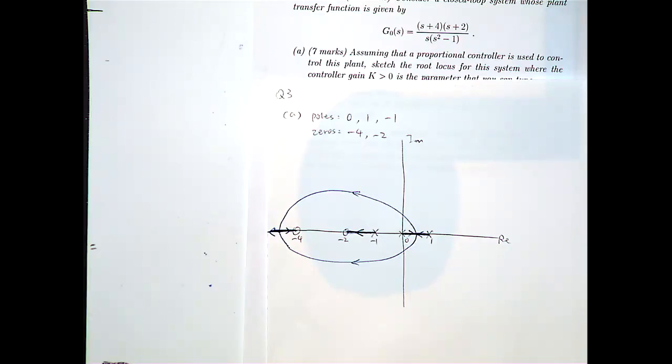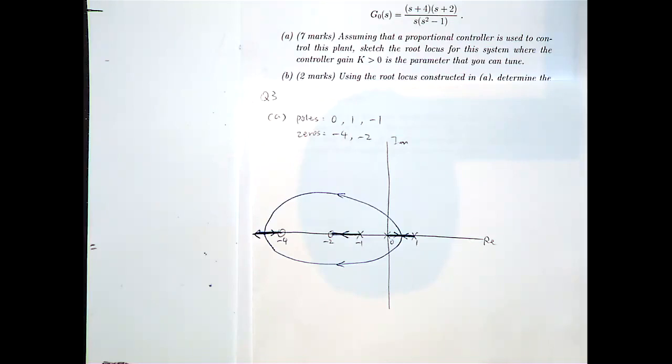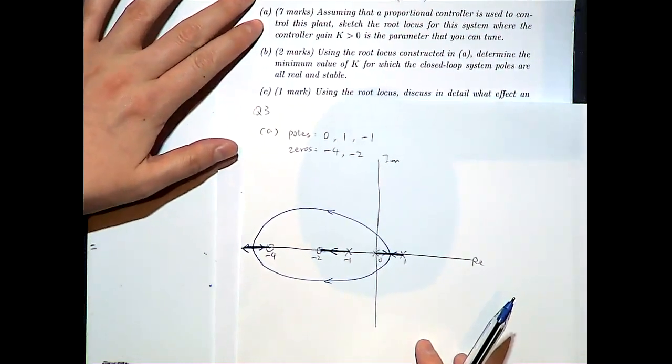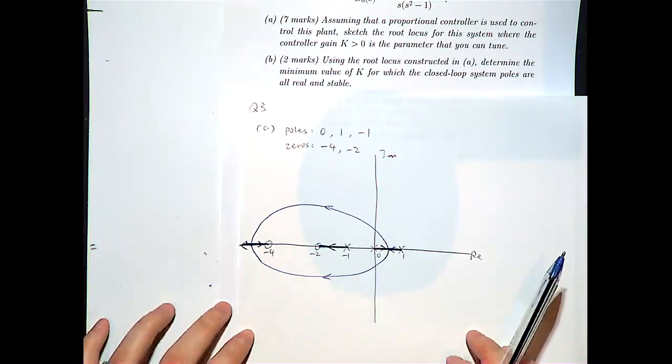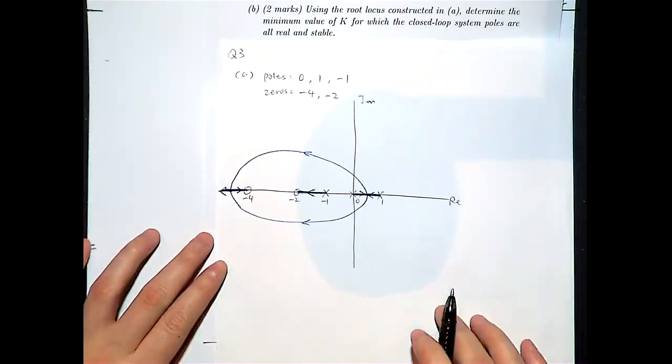Is everyone following this? If you have time, you can calculate those numbers and indicate that on your sketch. But if you don't have time, you can just sketch the shape of your root locus. But as you progress in question B, you find that you actually need to calculate that point. So let's move on to question B.